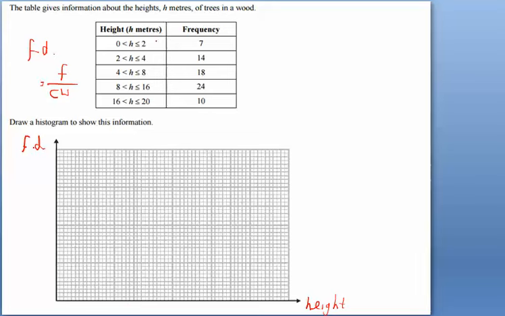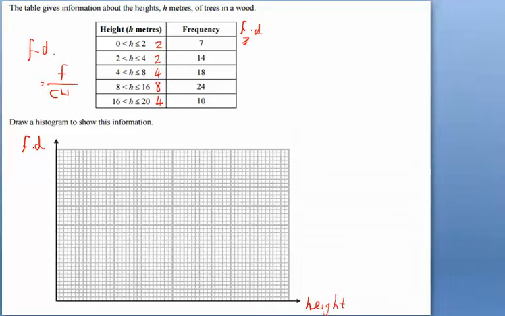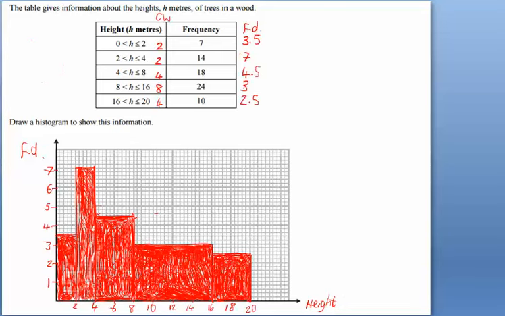So we need the class widths. 2, 2, 4, 8, and 4 again. Now we need to do the frequency density. Remember, you may be able to use a calculator if you need it. 7 divided by 2, 3.5. 14 divided by 2 is 7, and so on. Here is the completed histogram. Again, notice I've had to determine the numbers on the two axes myself.